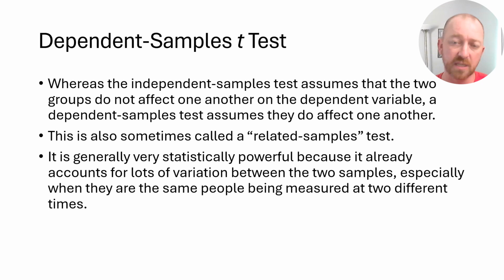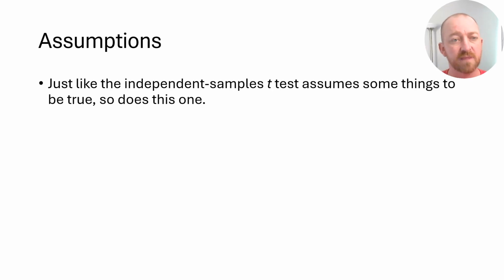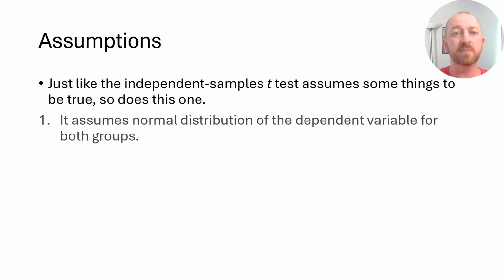Okay, now let's get into the assumptions of the dependent samples test. So you recall that the independent samples test assumes some things to be true, right? We had a whole video about that. Similarly, the dependent samples test also assumes things to be true. And if these are not true, you may be making a mistake. You may be increasing your chances of committing an error, and we don't want to do that. So you as the researcher need to ensure these things are true.